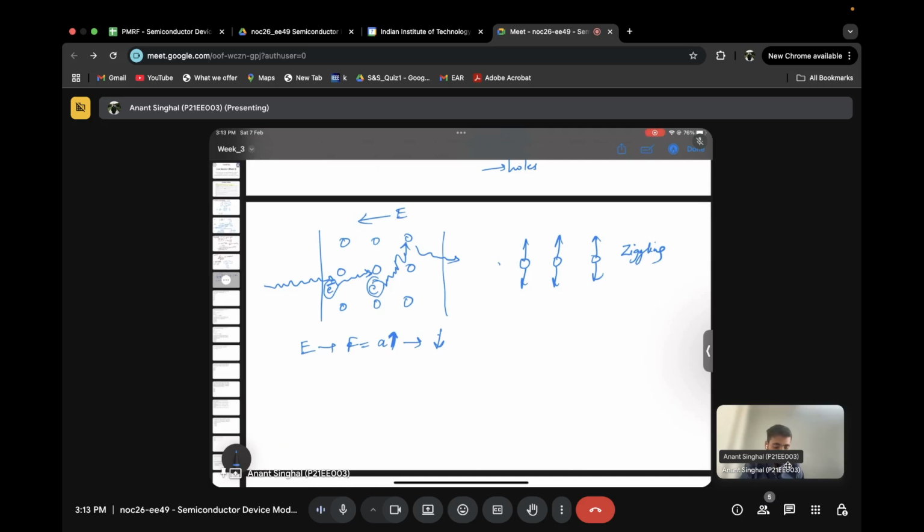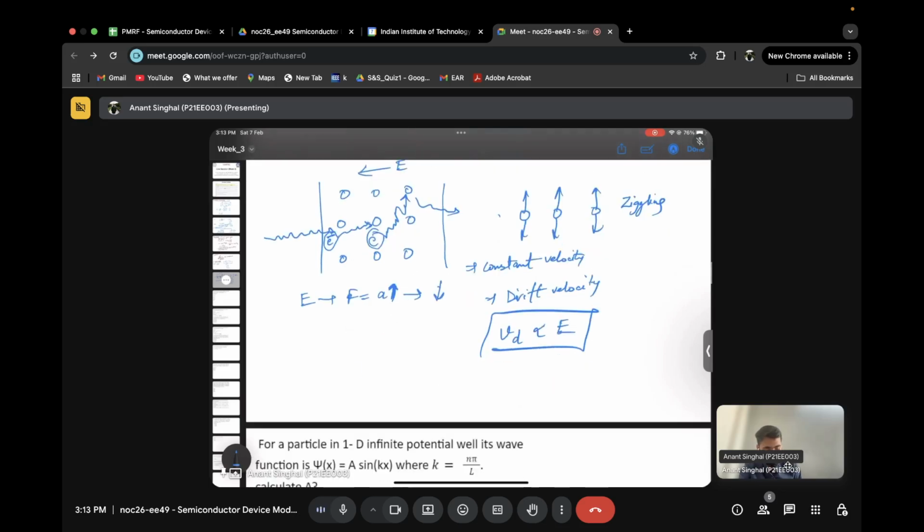There is deceleration. So it is like the electron is accelerating, then it is colliding, it is coming to rest, it is accelerating again, again coming to rest. Due to which, what do we have? We have a constant velocity. That is what we are terming as drift velocity. And what we are saying is that this drift velocity is nothing but a function of electric field. And in general, we write this constant as mobility.